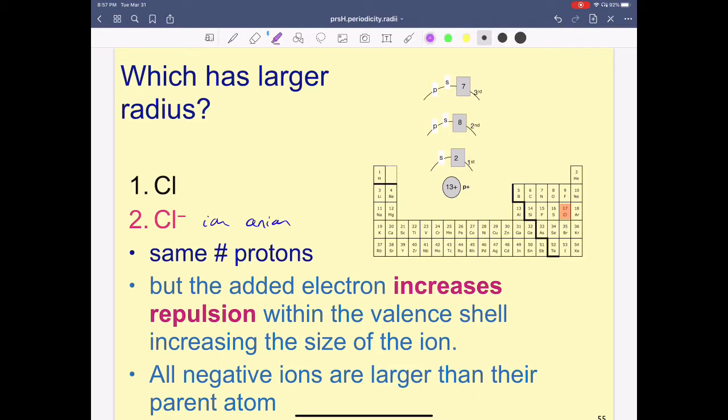Again, well worth noting that these two particles have the same number of protons, but the added electron increases the electron-electron repulsion, which will force the valence electrons a little bit further away, increasing the size of the ion. Certainly worth noting that all negative ions are larger than their parent atom.